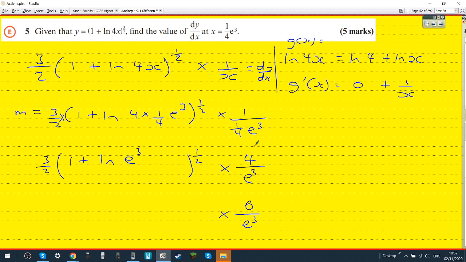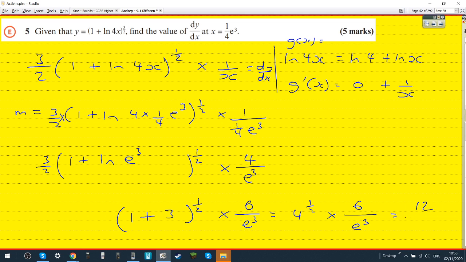And does ln e cubed, is that just 3 ln e? Yeah, what is ln e? Ln e is 1, so it's just 3. Yeah. Oh, so the bracket will just be 4. So the bracket is just 4. Now it'll just be 12 over e cubed.